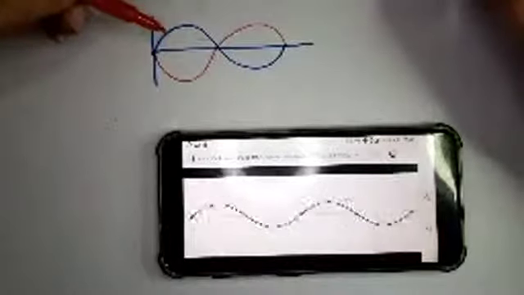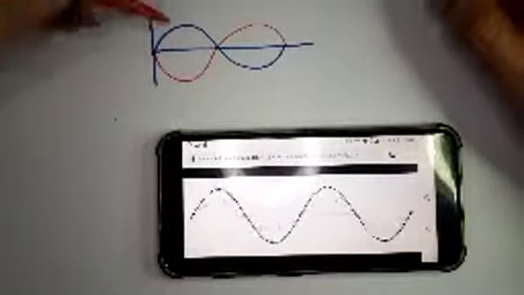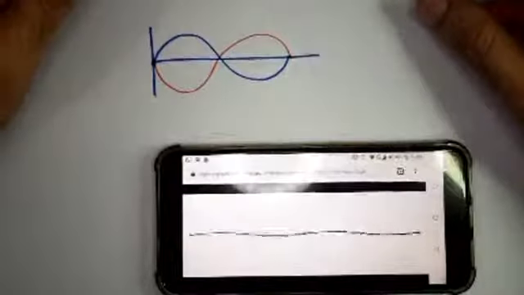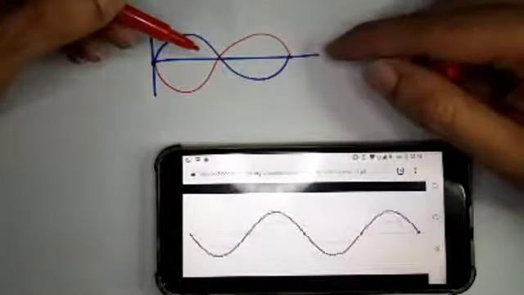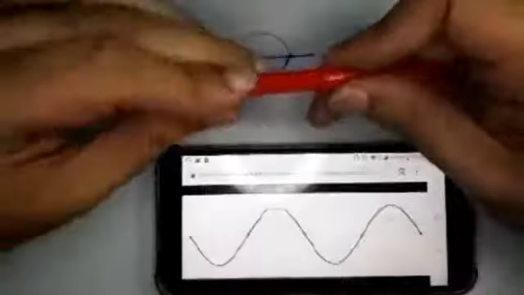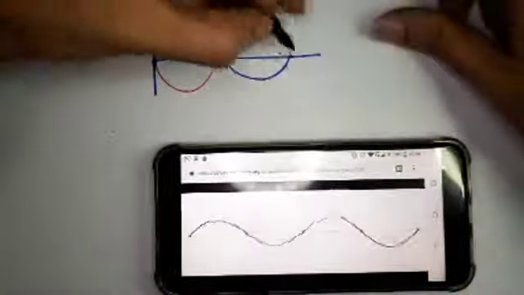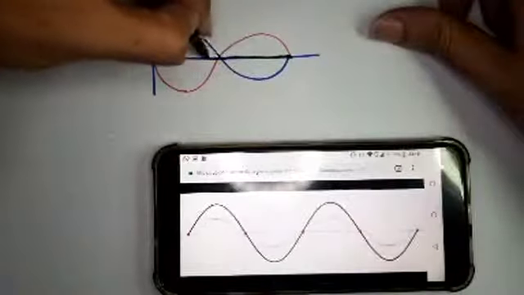So what's the phase difference between them? 180. So what are you going to get? You're going to get destructive interference, because we've studied previously that a 180-degree phase difference creates destructive interference.